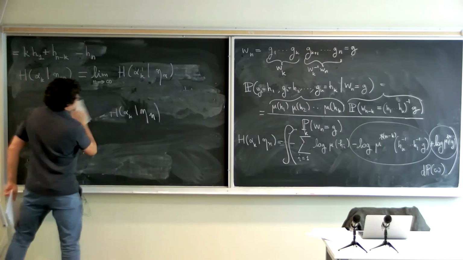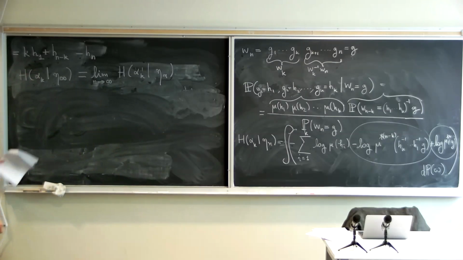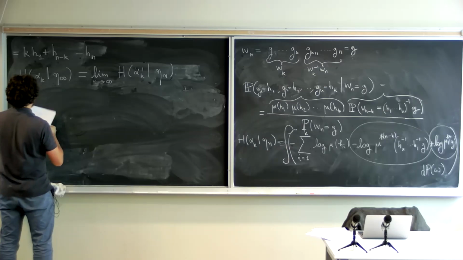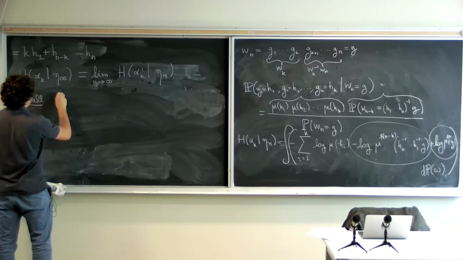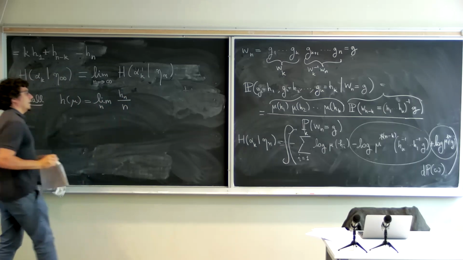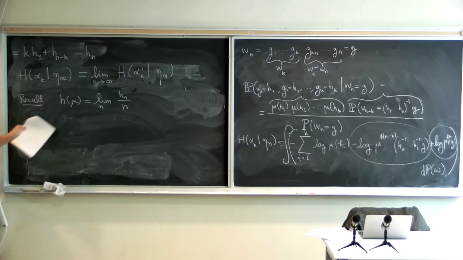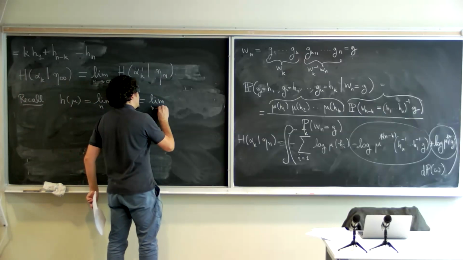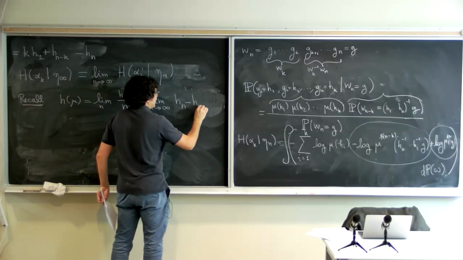Okay, so that's very nice though, because now computing the limit is not hard. You just literally see what's going on here, right? So for instance, if you do for alpha 1, recall the following: that H of mu is the limit of Hn over n. Now, it's also clear that this is the same as the limit of Hn minus 1.